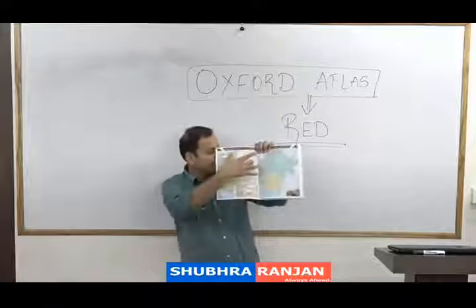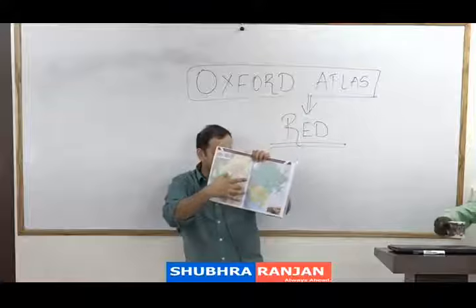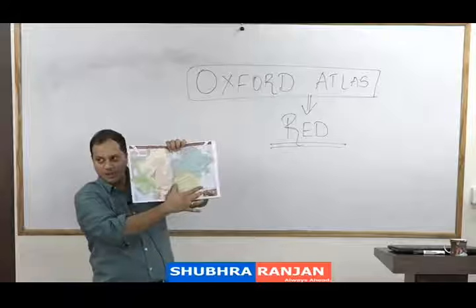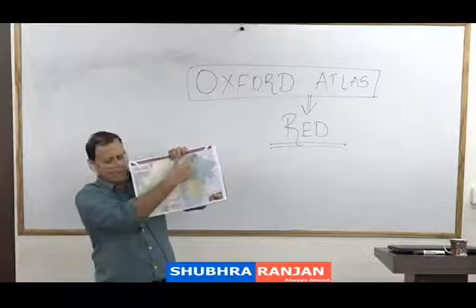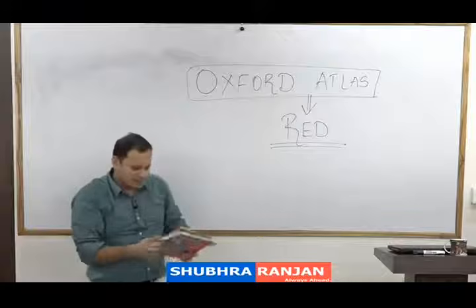See here, this is the northwestern part of our country. And here there is a political map. It becomes very easy for you to find which national highway runs parallel to the Pakistan border. In the other atlases it is not given.